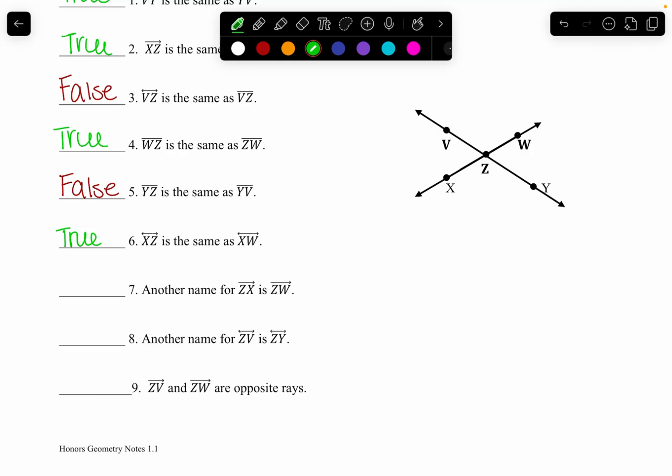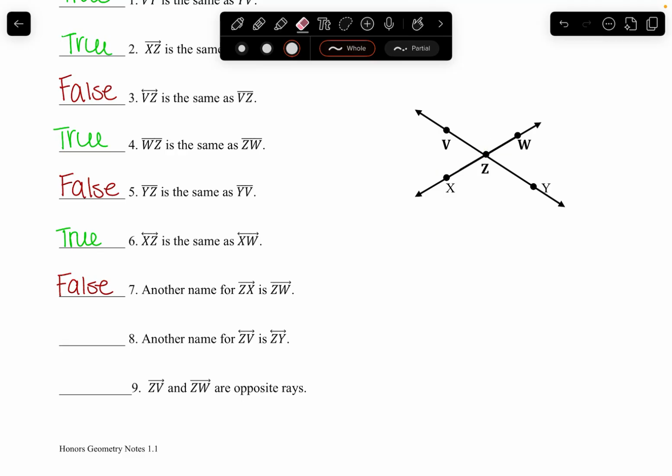Number 7, another name for ray ZX is ray ZW. So here is ray ZX, and then here is ray ZW. Are those the same ray? The answer is no. Those would be considered opposite rays, but they're not the same ray. They do have the same endpoint, but they're not going the same direction. So there's no way for those to be the same.